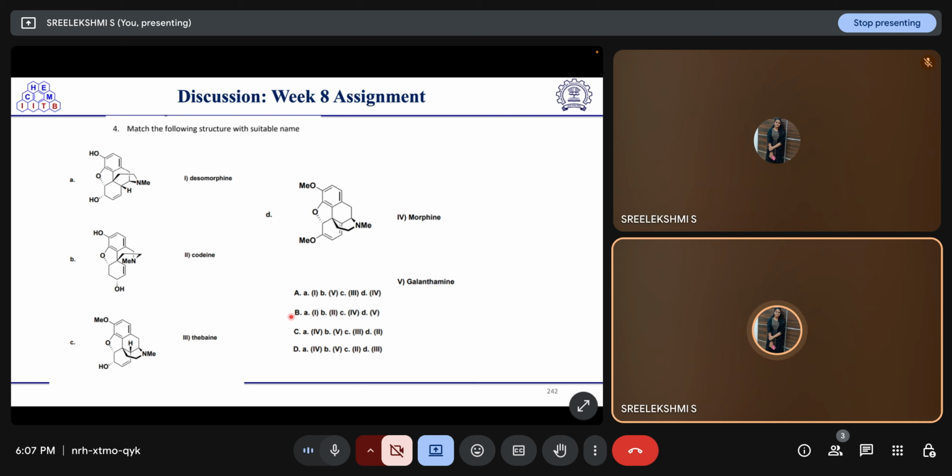Now the next question, match the following structures with suitable names. So four structures are given and the names are given: dihydromorphine, codeine, thebaine, morphine and galanthamine. So try to identify the structure of each of these natural products.